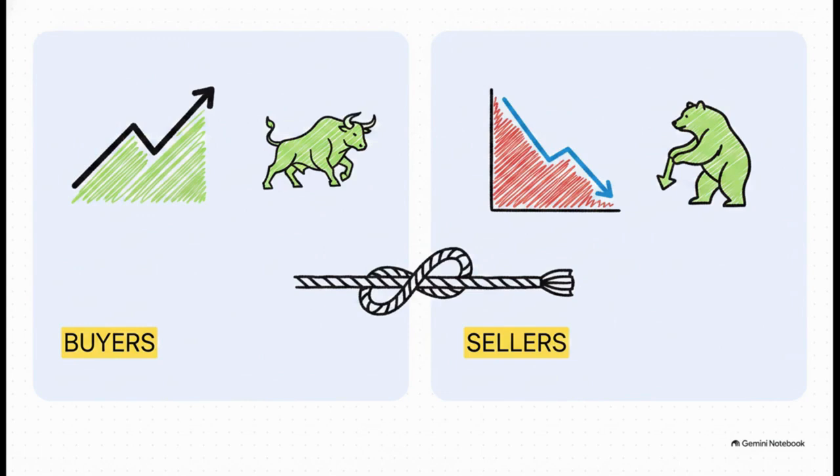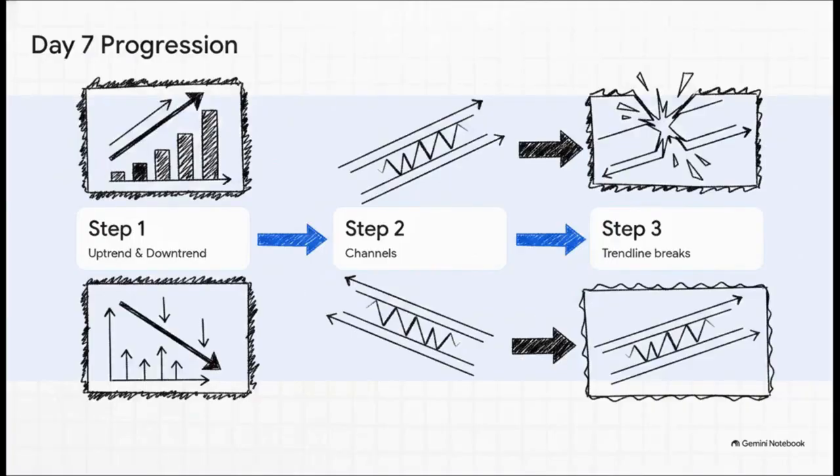Really, it's pretty binary. You're either riding the aggressive momentum of an uptrend, or you're stuck defending your capital against a downtrend. It's as simple as that. And figuring out exactly which regime you're currently operating in, well, that is literally step 1 to surviving out there. And that brings us to a really clear 3-step progression. Step 1, identifying the raw uptrend or downtrend. Step 2, we take those basic lines and box the market in to create channels. And step 3, we watch like hawks for those boundaries to shatter with trendline breaks.